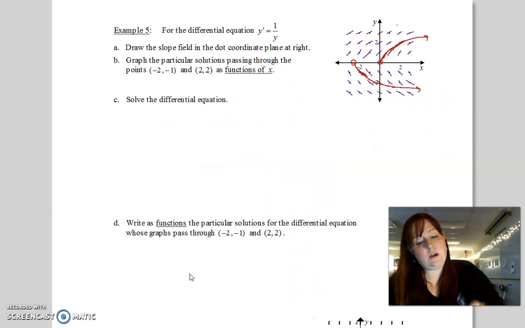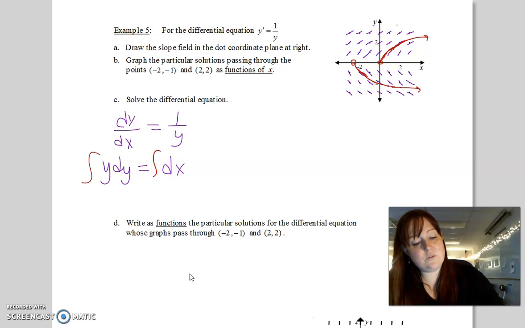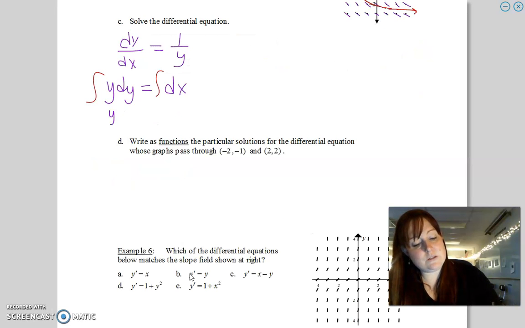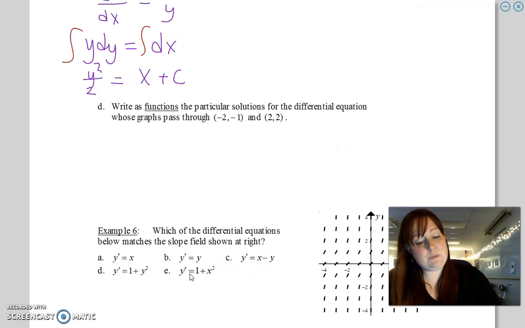Okay, now we're going to solve the differential equation for this one. So we've got to separate the variables. First, we've got to write this as dy/dx equals 1 over y. So we separate the variables, and we get y dy equals dx. So then we're going to integrate. We end up with y squared over 2 equals x plus c. Okay, we're going to multiply both sides by 2, so we get y squared equals 2x plus c.